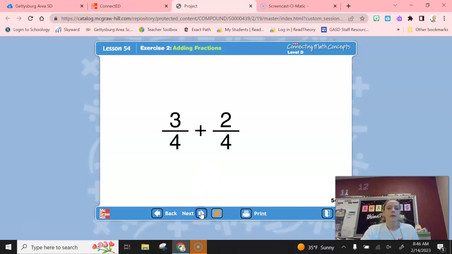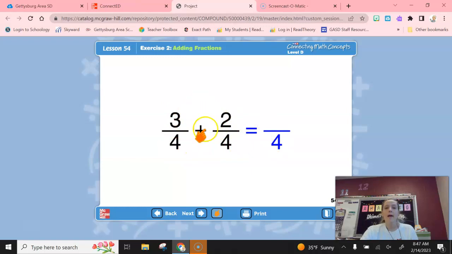How about this one? Do they have the same denominator? Yes, they do. That means we can add these. If they have the same denominator, you're just adding the parts together up here, and you're keeping your denominator the same. So I know that when I add these two together, my denominator is still going to be 4. If I cut the first one into 4 and the second one into 4, the answer is still going to be out of 4. The denominator stays the same.